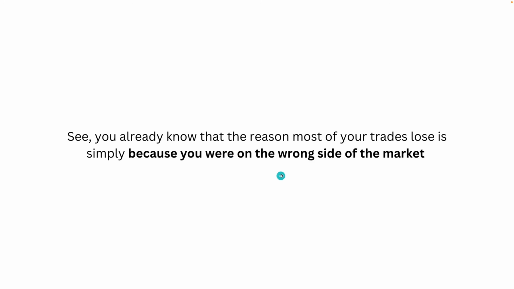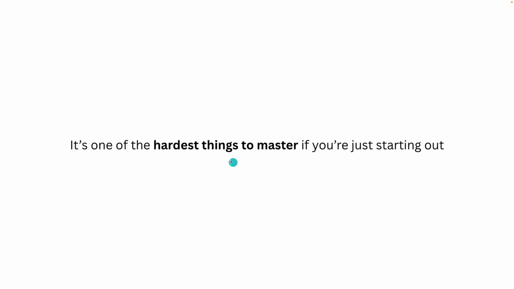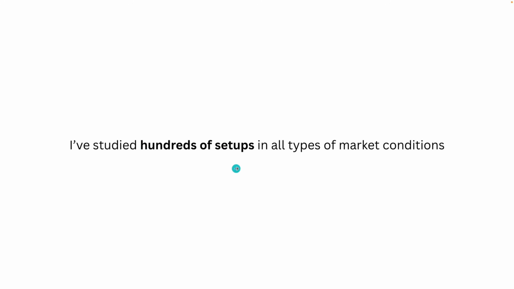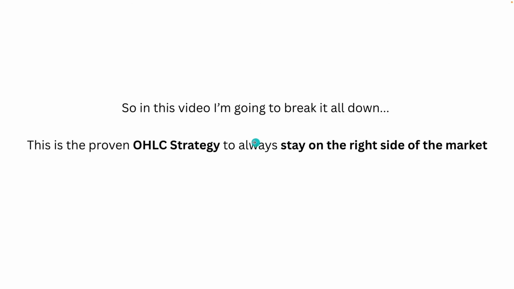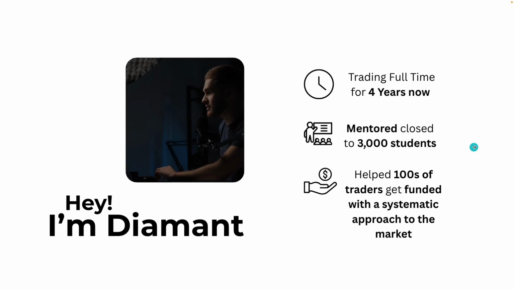How many times have you entered on the perfect execution, but for some reason it's just gone against you? See, it's one of the hardest things to master, especially if you're just starting out. But here's the good news. I've studied hundreds of setups, all in different types of market conditions, and they all seem to follow the same step-by-step process over and over again. So in this video, I'm going to be breaking it all down. This is the proven open high low close strategy to always stay on the right side of the markets.